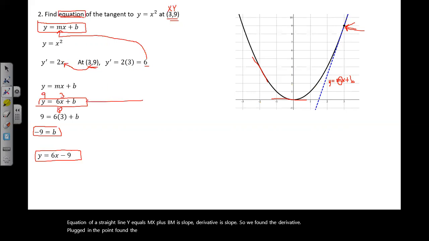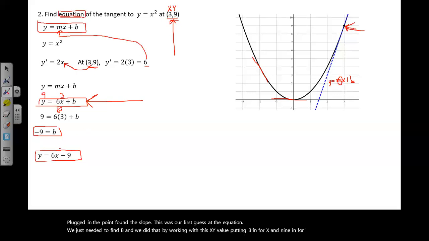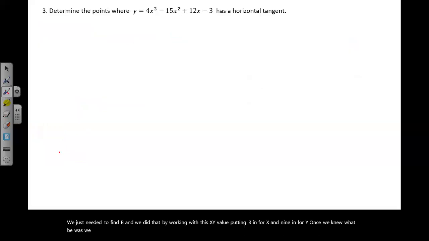This was our first guess at the equation. We just needed to find b, and we did that by working with this xy value, putting 3 in for x and 9 in for y. Once we knew what b was, we had an equation. Let's do a different one.